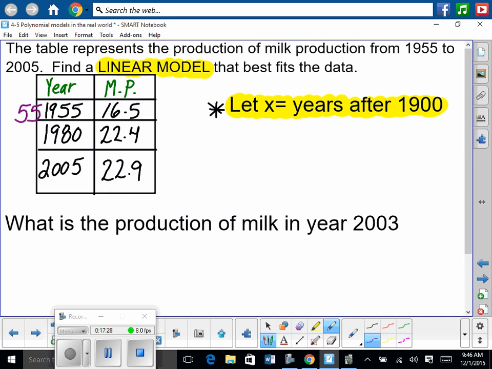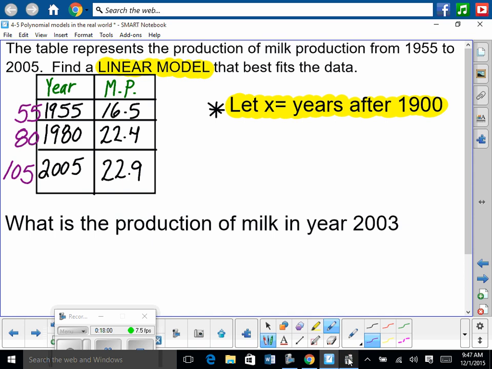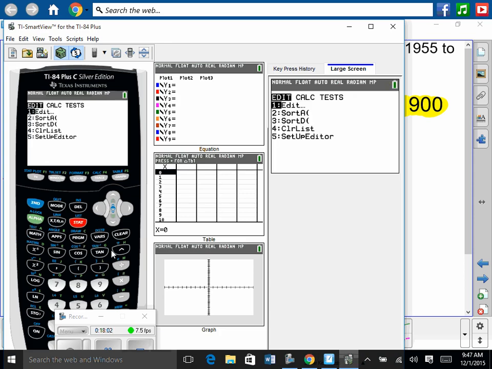Okay, how many in 1980? How many years after 1900? 80. And how many here? 105. You're absolutely right. 105. That's what we have to type in as our x values. Does that make sense? So let's type it into our calculator. You have 55, 80, and 105. And then we have 16.5. Sorry, I had this written down and I don't know what happened to it. 22.9. We were told we're finding a linear model, so just type it in. Stat, edit.